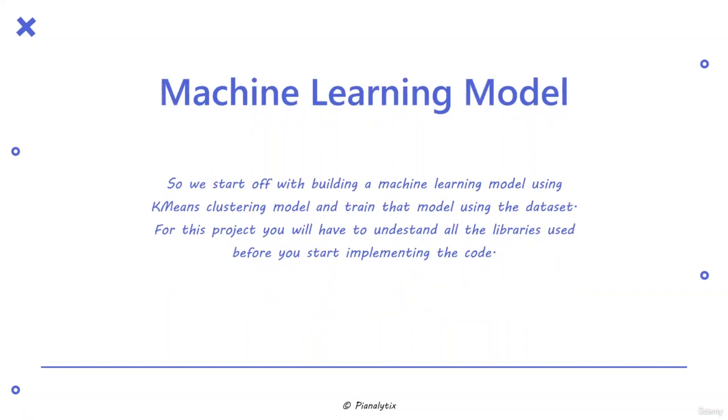So the next is the machine learning model. We start off with building a machine learning model. That is our main point, and we are using a k-means clustering model and training that using the Yelp dataset that we have. I've just given this as a pointer that for this project you will have to understand all the libraries used before you start implementing the code. Why I'm emphasizing this is because these libraries are not much used by people who are just doing simple EDA or just building a simple model on a very non-complex dataset.